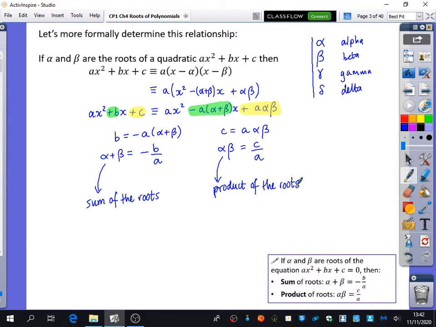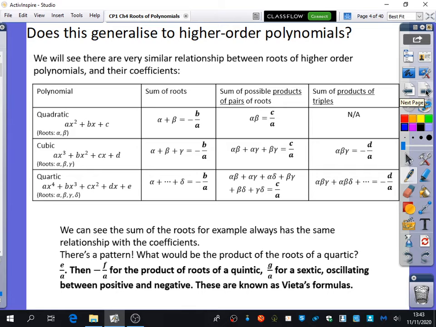Okay? And we're going to start trying to spot some of these patterns as we go a bit further. You can see I've written it down in this purple box here. If alpha and beta are the roots of this equation, then the sum of the roots is minus b over a, and the product of the roots is c over a. And then we're going to try and see if this pattern generalizes. We're not going to go into the details of this table because we'll look at it more later on in this topic. But what we will see is that there are very similar relationships between the roots of higher order polynomials and their coefficients. So let's just explore this first table that we've got here.